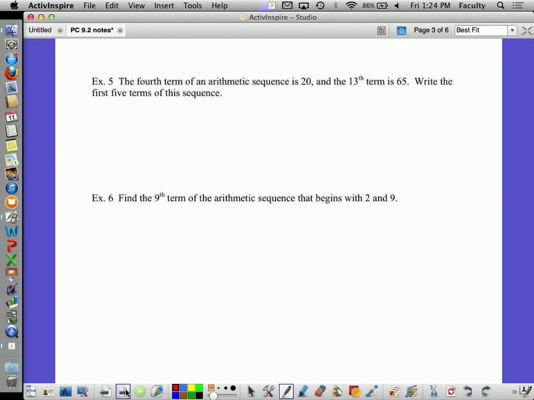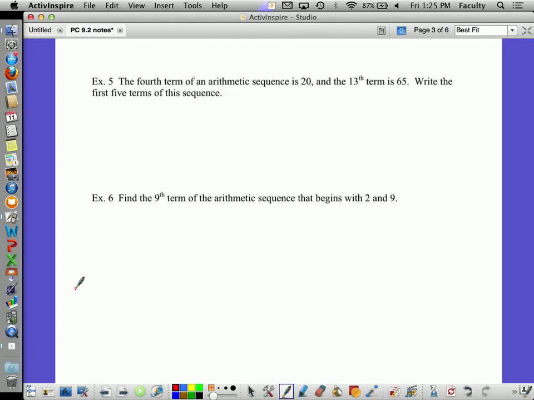Anybody think they've got it? We're looking for the first 5 terms. Tyler, what do you think? Is it 5, 10, 15, 20, and 25? Mm-hmm. How'd you come up with it?